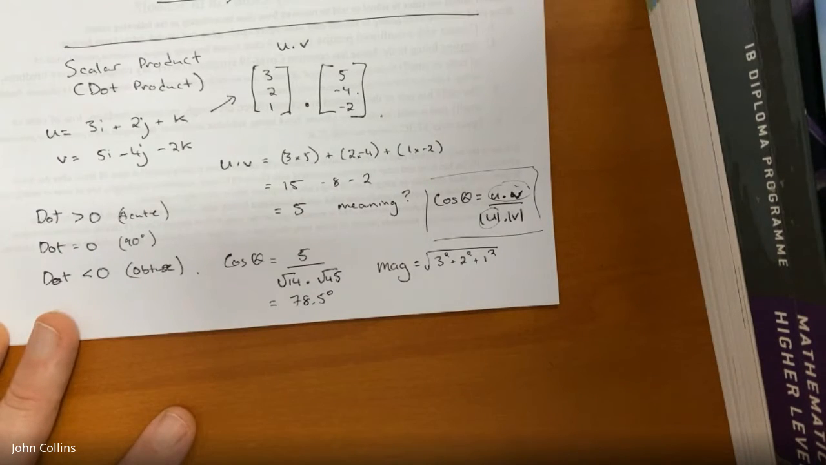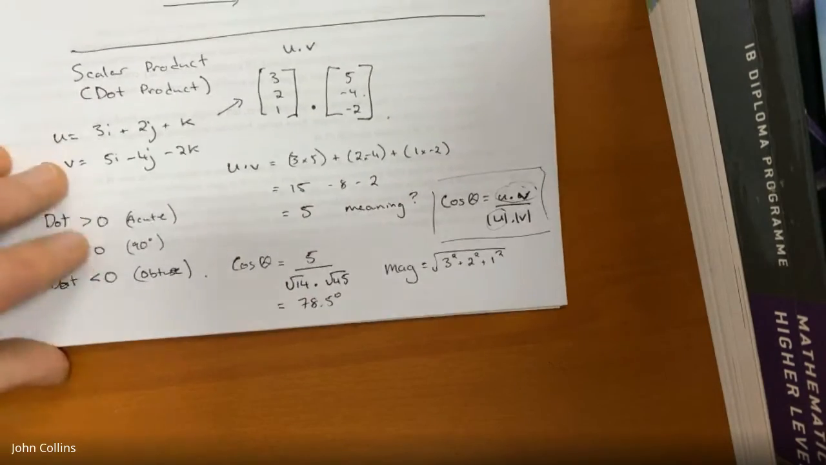Okay, and that is the first thing. So scalar product, and I suppose we did angle between two three-dimensional vectors. Okay, let's move along.